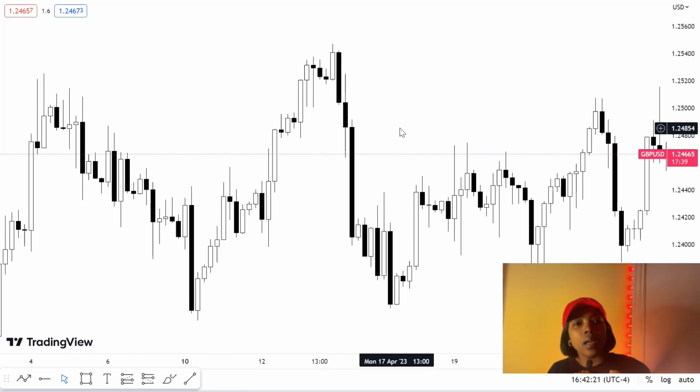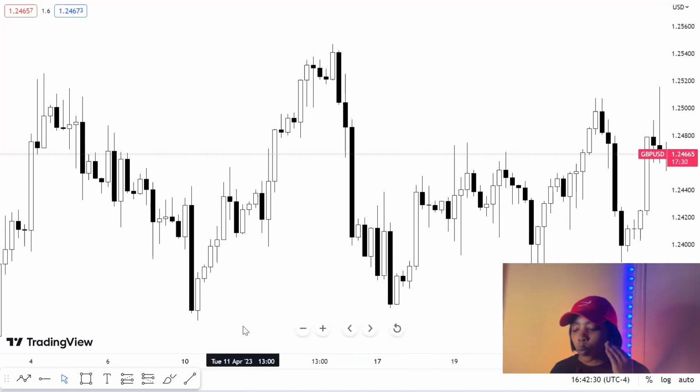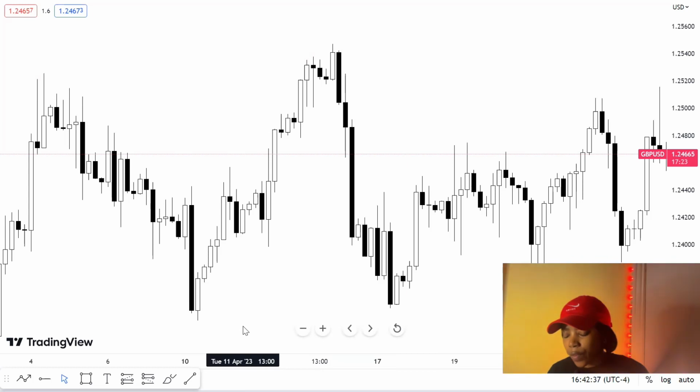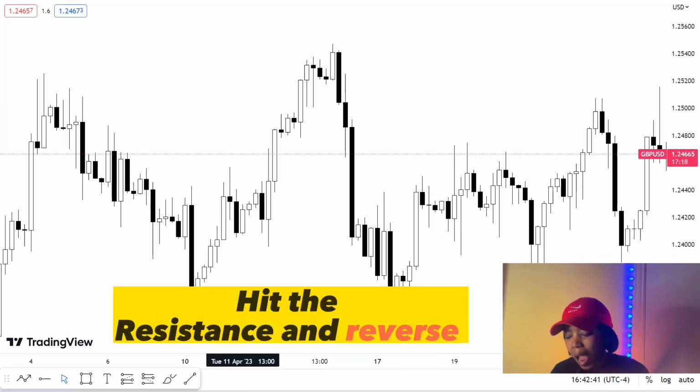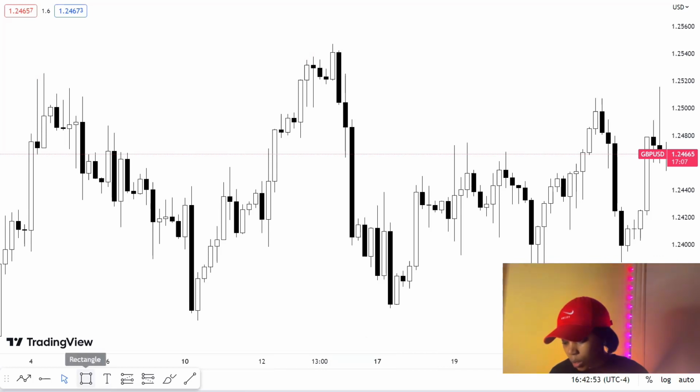If fair value gap is confusing to you, I think you should look at fair value gap as a demand zone where price will hit the wall and reverse, right? Or you can look at fair value gap as where price would hit the resistance and reverse, right? Okay, I think that's the simplest way to describe the fair value gap. Okay, so let us start.